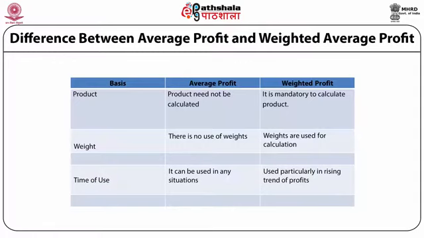So simply there are 3 main differences: product, which is required in the weighted average profit method; weight, which is also required in the weighted average profit method. The average profit method can be used in any situation. The weighted average profit method is suitable only in case of rising trends of profit.